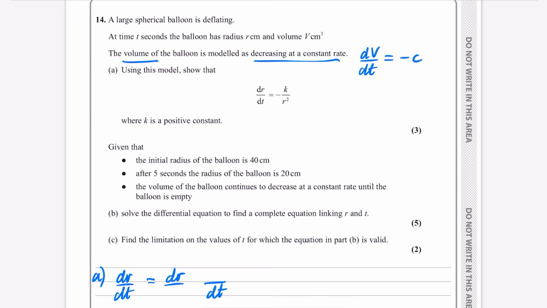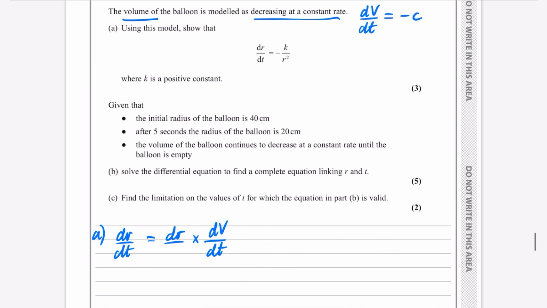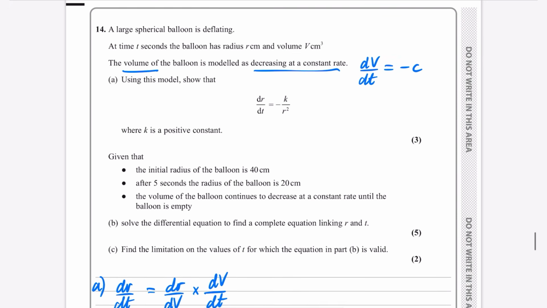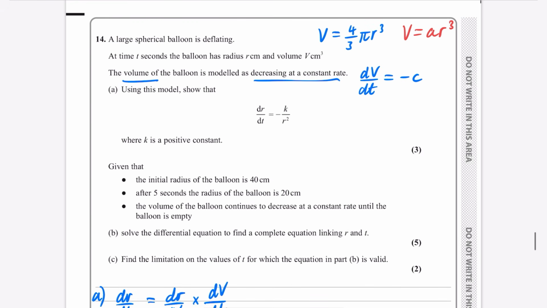So I know that dV/dt is minus c, so I'm going to fill in this gap with dV. I need to find out what dr/dV is. Now, this is pretty sneaky. They don't actually tell you this, but the volume of a sphere is 4/3 πr³. In the mark scheme, they say allow them to say that the volume of a sphere is just ar³, and you can just differentiate that instead. But I don't think many people are going to gamble on that. So unfortunately, I think they should have told you that that's what V is equal to.